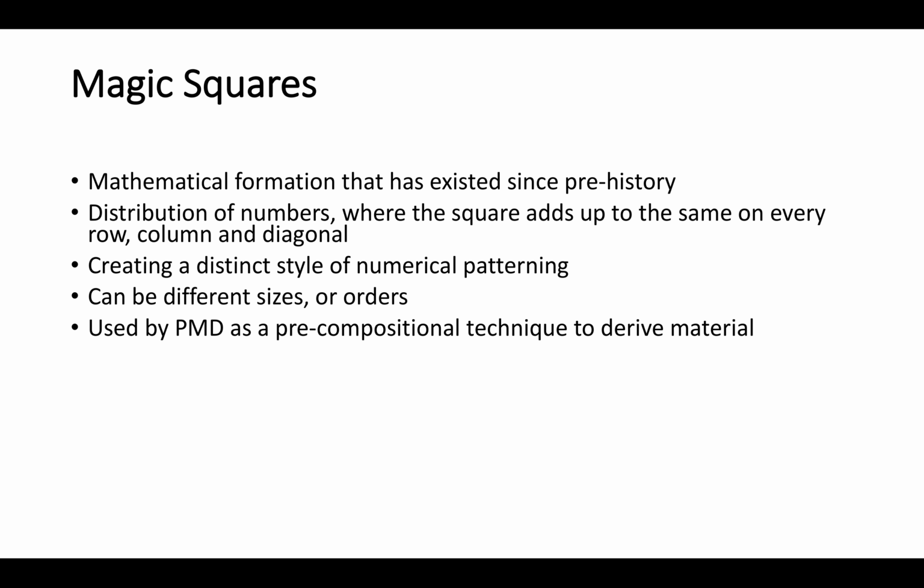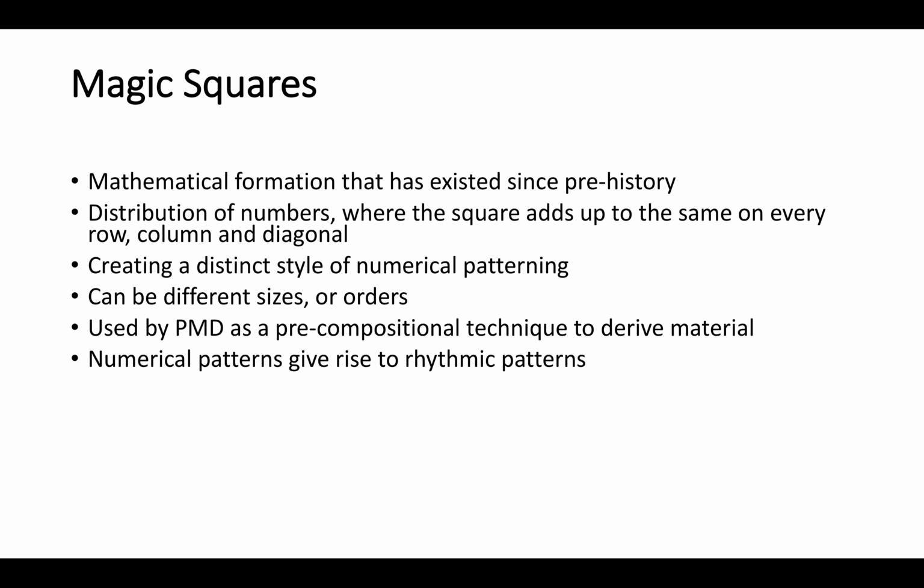Maxwell Davies, as I mentioned before, uses magic squares as a pre-compositional technique to derive material. In the previous quote I read you, we know that he projects this plainsong into this magic square of the moon. This is a 9 by 9 magic square, and almost imagines dancing around the square to create bits of musical material. We're going to look at that in a bit more depth in a second.